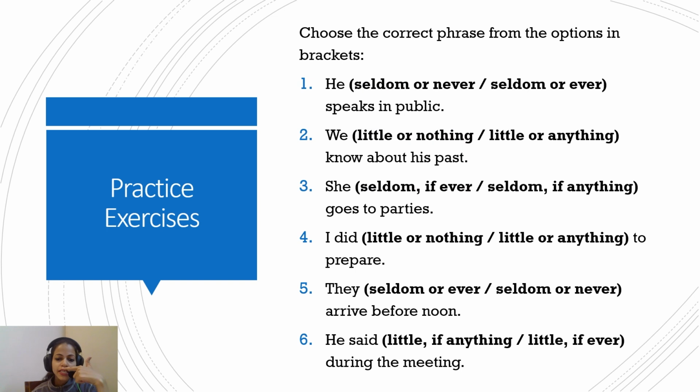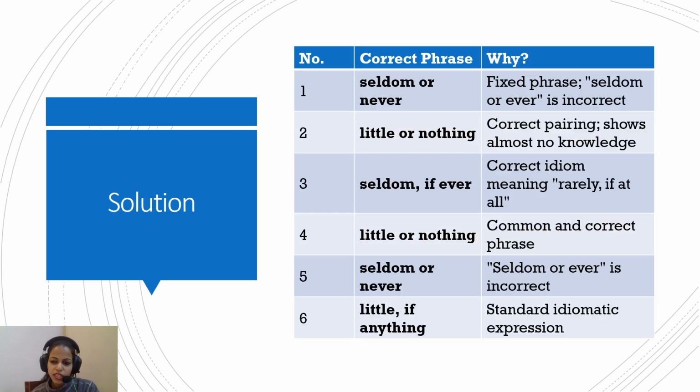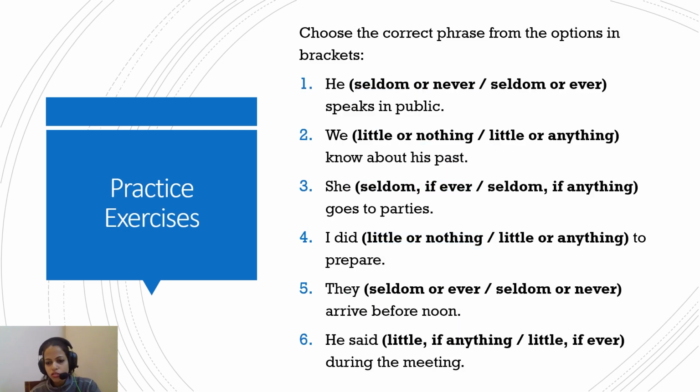I did dash to prepare. I did little or nothing to prepare. Little or nothing means I did almost nothing, close to nothing to prepare. So you say before an exam that, oh, I didn't prepare. But if you put in 10% effort, 2% effort, you say I did little or nothing. It was almost nothing.